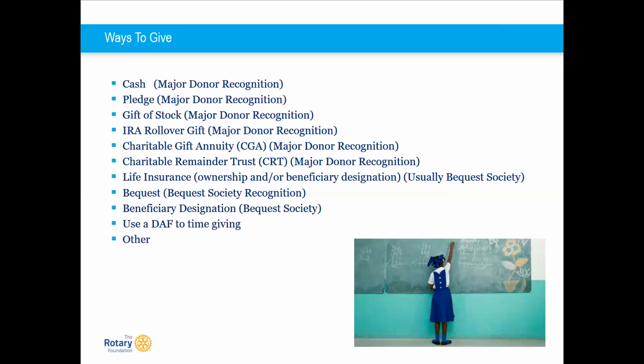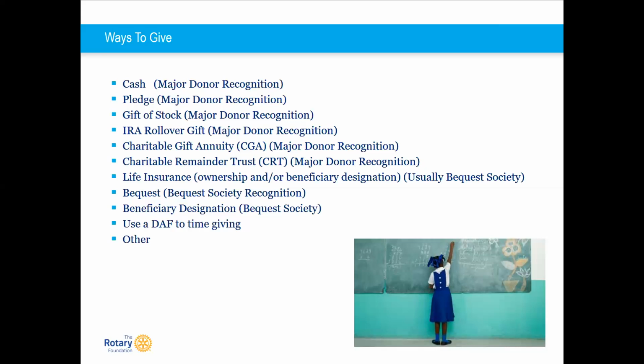So what we're going to walk through now are different ways that different donors might use to fund a gift. And from a Rotary perspective, all of these are equal. We are happy with whatever the donor decides is best for them. We don't push one of these over the other. It's really up to the donor: what's your situation, what works best for you, and we'll make that happen.